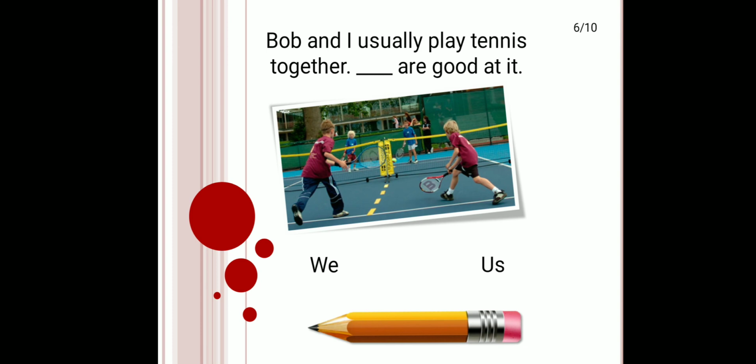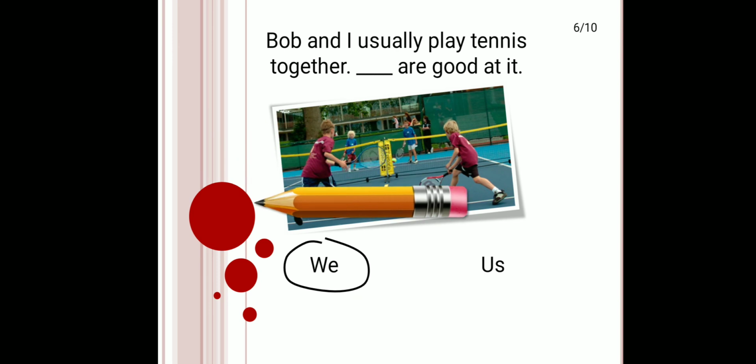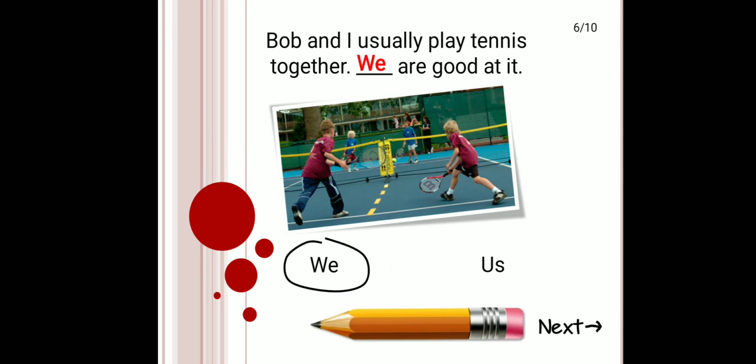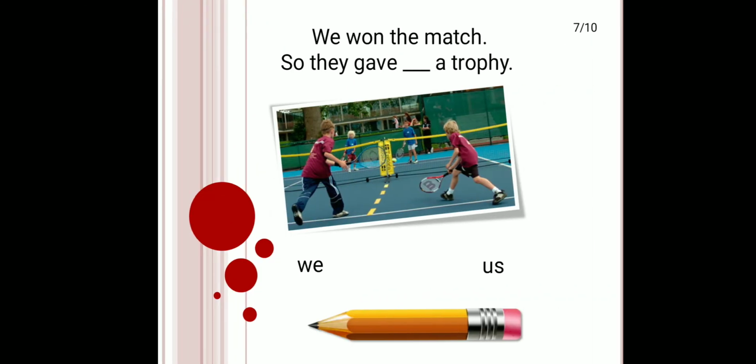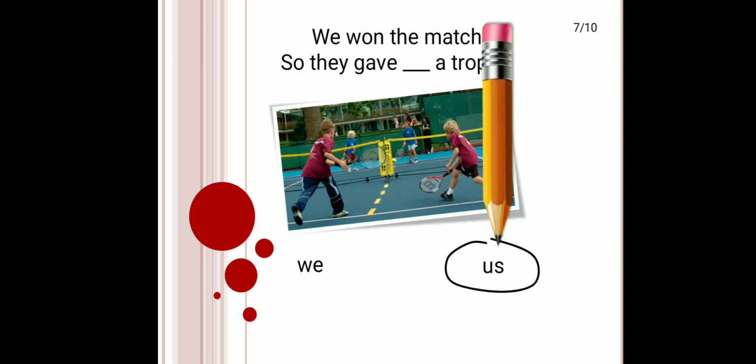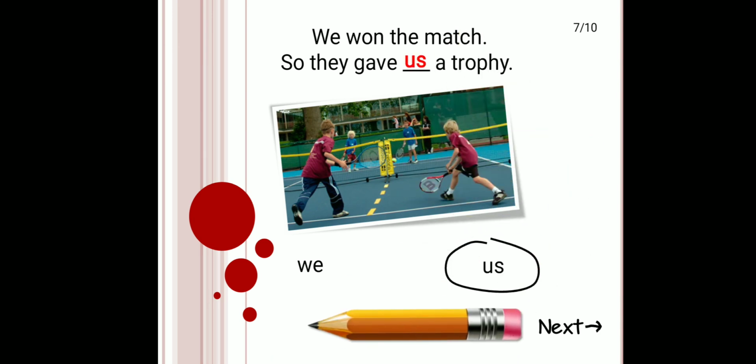Bob and I usually play tennis together. We or us are good at it. Shall I say us are good at it? No, I have to use we, because we is a subject pronoun and here I have to use a subject pronoun. We are good at it. We won the match, so they gave trophy. Gave is a verb. So what should I put here? Yes, after the verb, I have to use an object pronoun, which is us. They gave us a trophy.